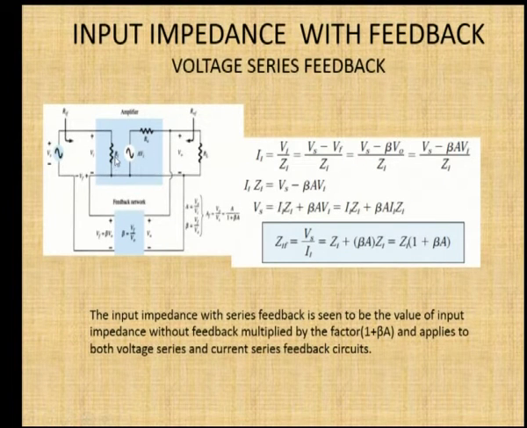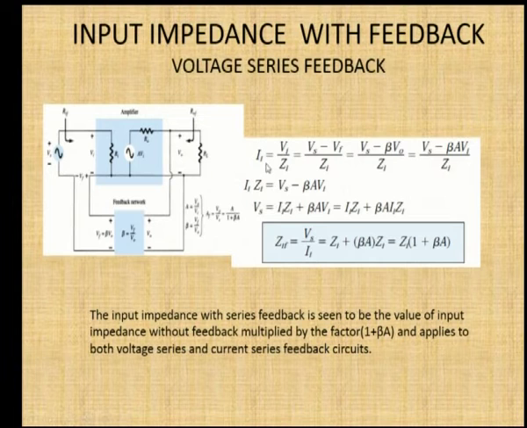This is the internal input impedance of the amplifier, and this is the voltage source. These are the internal parameters by which the equivalent circuit has been constructed, and it is replaced here in the circuit. So, for this voltage series feedback, this is the calculation of the input impedance with feedback.